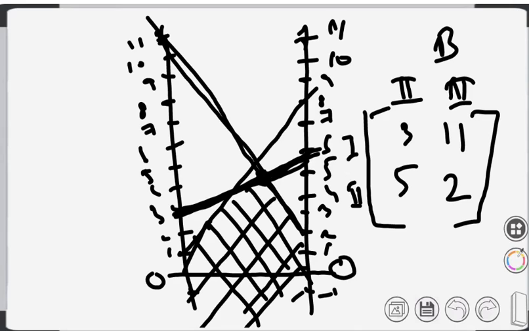So for B, strategy 2 and strategy 3 will be left, and I have just written the values. So this is 3 5 and 11 2. We have already converted it to a 2 cross 2 matrix. Now we can use the algebraic formula to solve. So quickly use the algebraic formula for P1, P2, Q1, Q2 and V, and find out the value V, as we did in the last class.